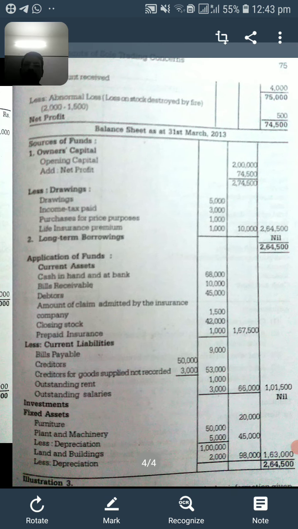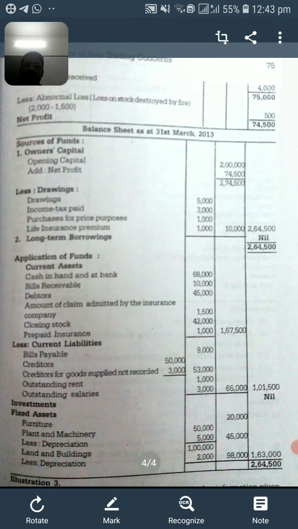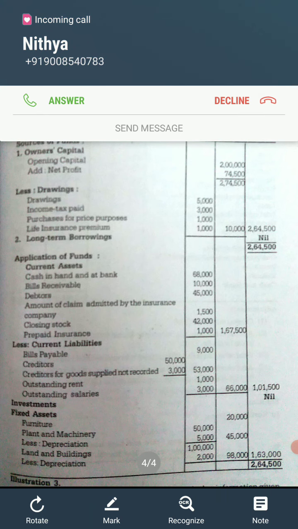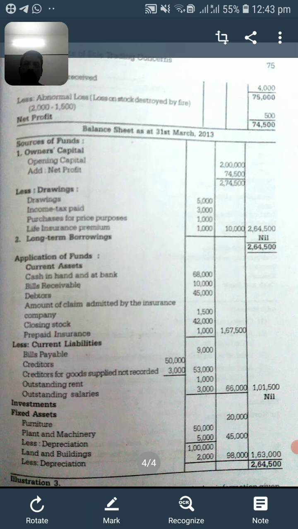Add discount received. So discount of rupees 4,000 which is given in the problem. So total 75,000 less abnormal loss. I have already told the total stock destroyed was 2,000 minus claim received 1,500. So there is an abnormal loss of 500. So 75,000 minus 500. So net profit is 74,500. So this is the trading and profit and loss account in vertical form.